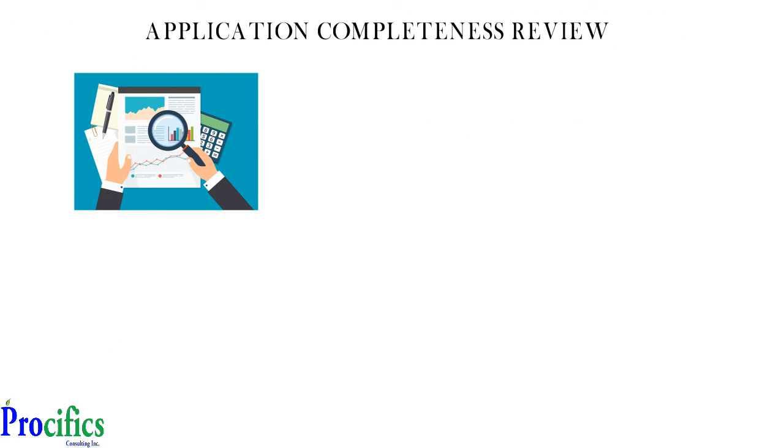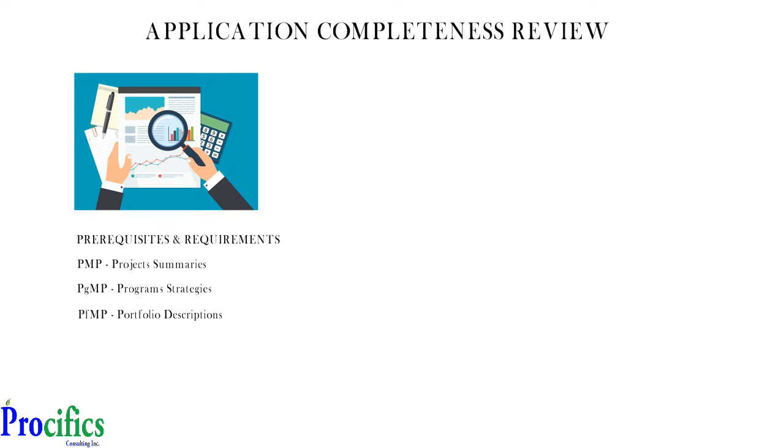At this stage, PMI will check your application in terms of prerequisites and requirements, and in terms of project summary, program strategy, or portfolio description. At this level, they check the application completeness in terms of needed requirements and data in it. However, it is not yet forwarded to panel review.